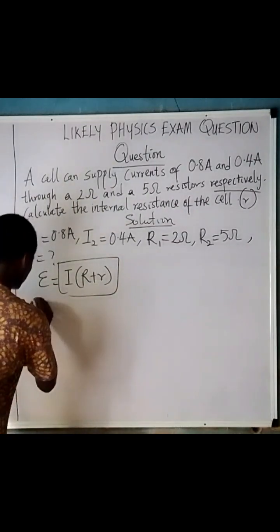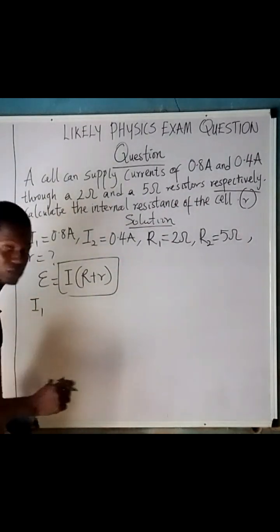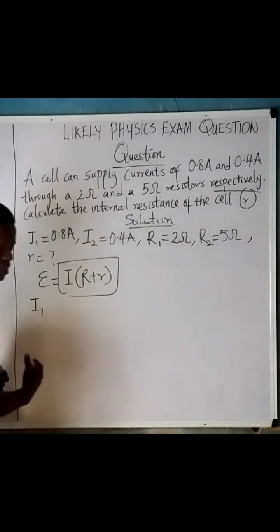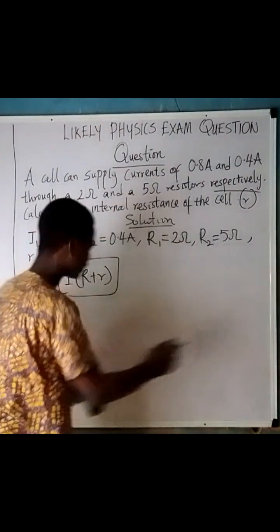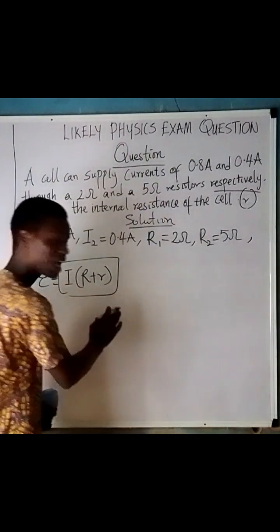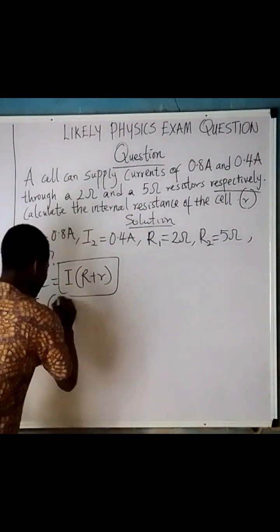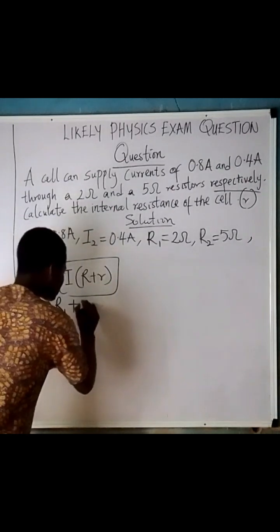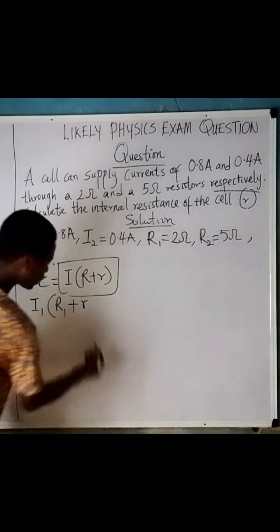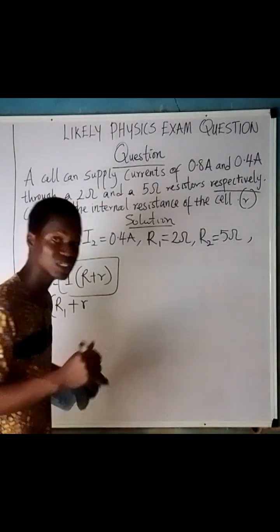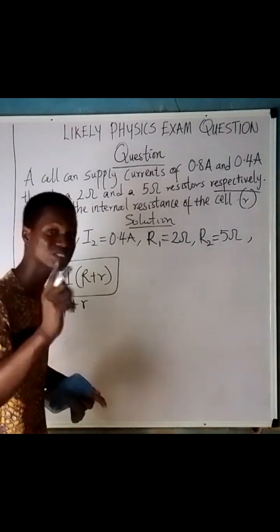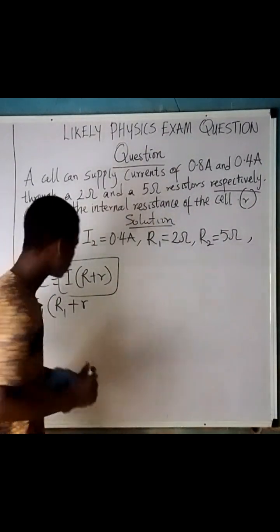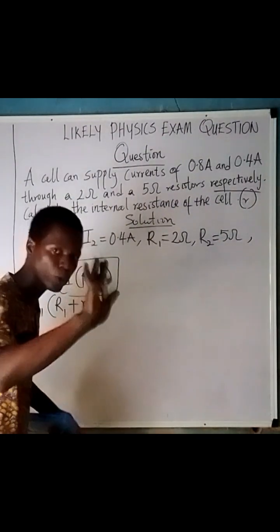Watch out. I1. So all the ones with ones will go to this side, all the ones with twos will go to this side. But we'll be writing it using this very guideline: I1 in brackets, R1 plus small r. Now why did I not add 1? Because I just finished telling you that the internal resistance alongside the EMF will not change. So I will not add any 1. I hope that is clear.